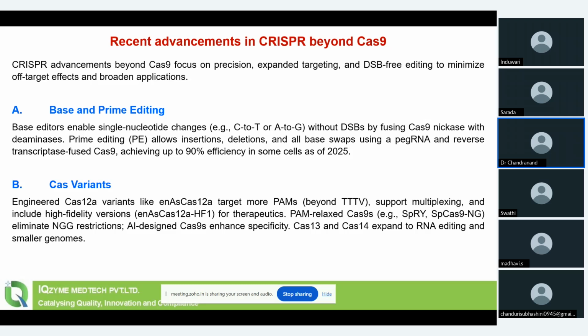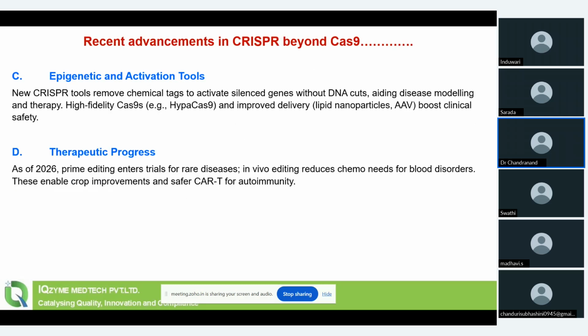So the base and prime editing, which I think you all might be aware of. Then we have Cas variants, as I mentioned earlier, Cas12 and Cas13. In those also, sub variants are coming up, and as research is moving faster, we are evolving with new types of Cas sequences. Then epigenetic and activation tools are also available.